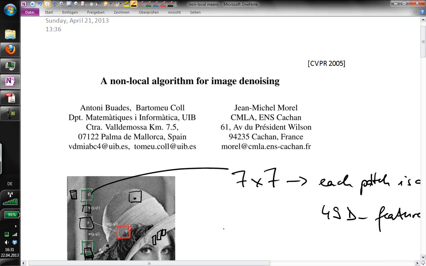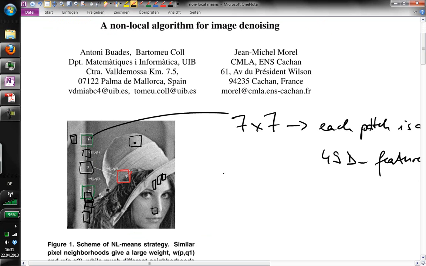So it means I take the 7 by 7 pixels around this pixel, which is one point in 49-dimensional space. And now I compute this in principle to all other patches in the image which are overlapping, to see how close they are in this 49-dimensional space. And this distance in 49-dimensional space does not depend on how far apart they were in the original image domain. It only depends on how similar the patches are.